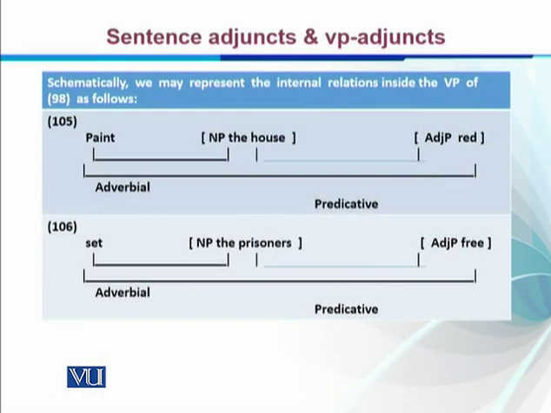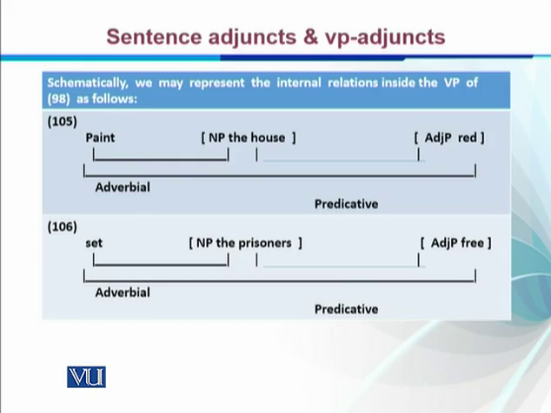Schematically, we may present the internal relation inside the VP. For example, 105: "paint the house red". So "red" is related both to "paint" adverbially and to "the house" predicatively. It gives some additional meaning to the house, red, right? Similarly, if we look at this: "set the prisoner free". So here the adjective phrase "free" is adverbial as well as predicative.